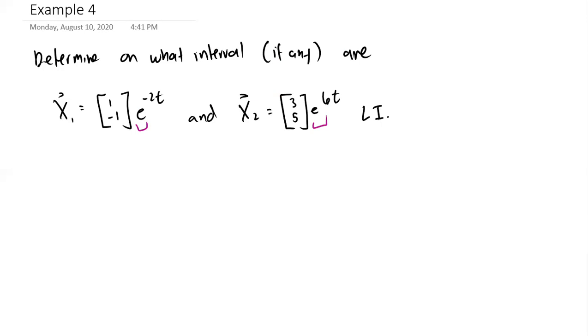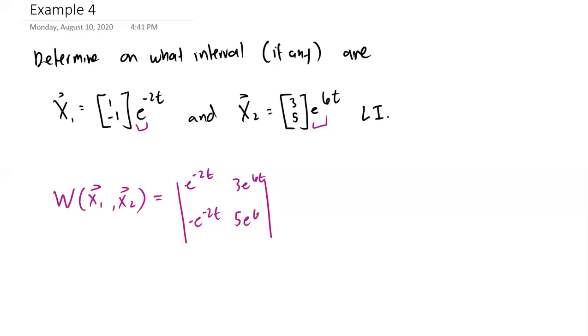So we want to compute the Wronskian of x1 and x2. As we saw, all we have to do is put in the columns of the matrix as x1 and x2. So the first column is x1, that's e to the negative 2t, negative e to the negative 2t. Second column is x2, that's 3e to the 6t, 5e to the 6t. As simple as that. x1 is column 1, x2 is column 2.